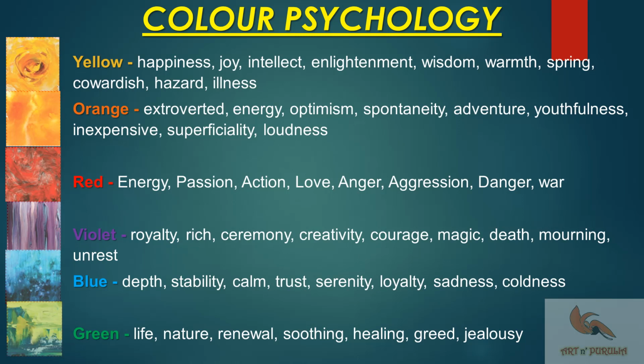The colors can depict our emotions also. Generally, yellow is associated with happiness, enlightenment, spring, illness. Orange is associated with extroversion, adventure, loudness. Red is associated with energy, action, danger. Violet is associated with royalty, death, mourning. Blue is associated with depth, royalty, sadness, coolness, whereas green is associated with life, nature and even jealousy.